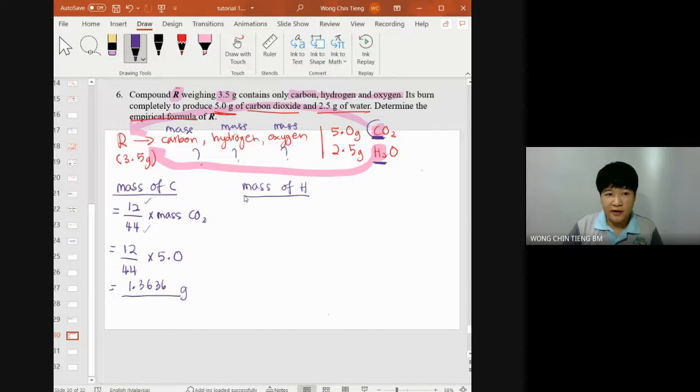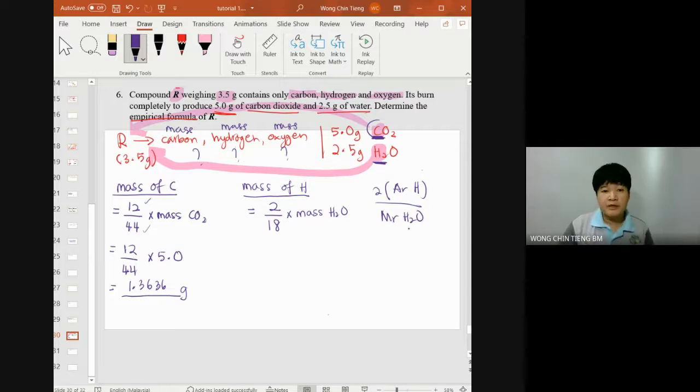Kepala dia adalah mass of hydrogen, so dah ada kepala boleh sama dengan 2/18 darab mass of water. Okay? Kenapa 2/18? Mass AR of hydrogen darab 2 over MR of H2O. My question over here, Nurina: kenapa AR hydrogen kena darab 2?